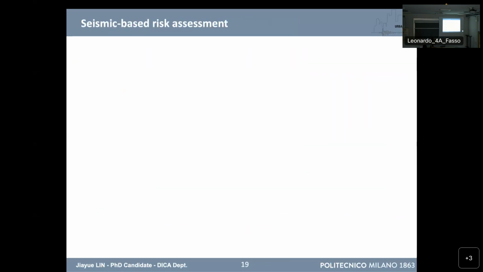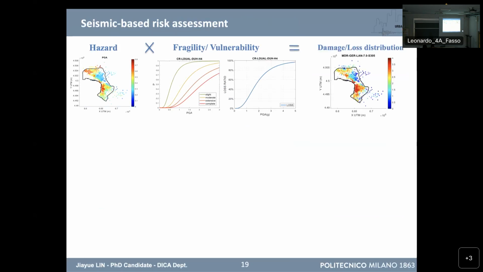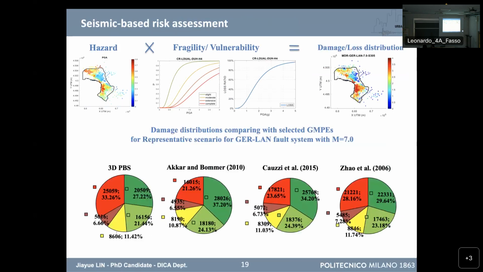After this, we did the seismic-based risk assessment using the OpenQuake software. So now we have the hazard map from the SPEED. And we're combining the updated fragility and vulnerability model, and then we can get the damage and loss distribution of this area. These are some examples of the damage distributions from 3D PBS compared with some other ground motion models, and you can see there is also a general agreement. But remember, we give more details that the traditional method cannot give. This is the advantage of this method.